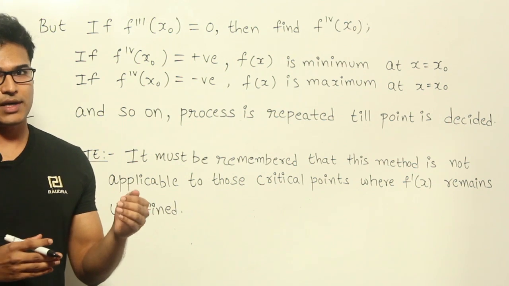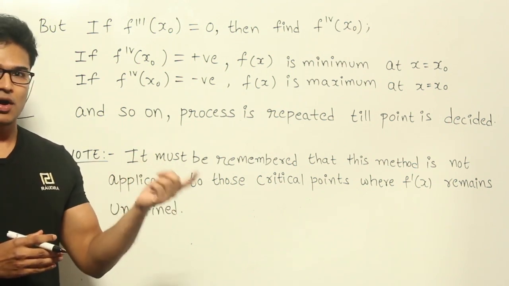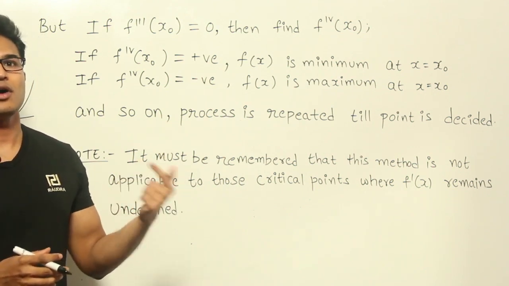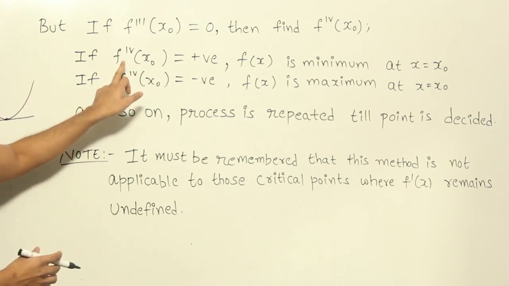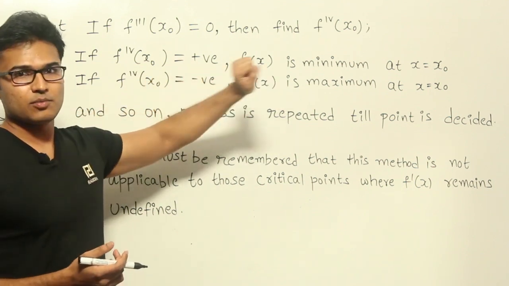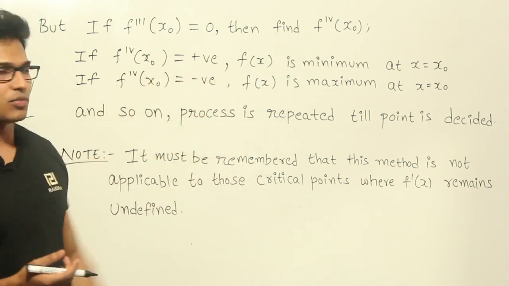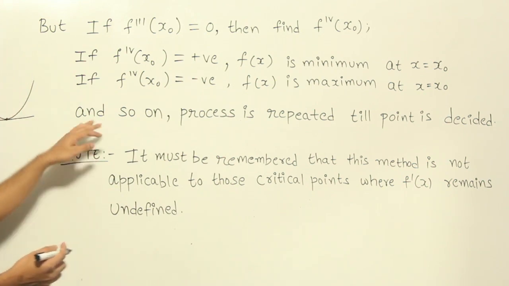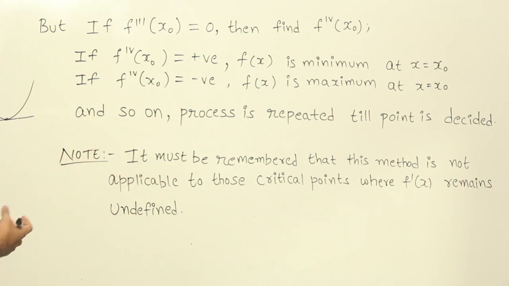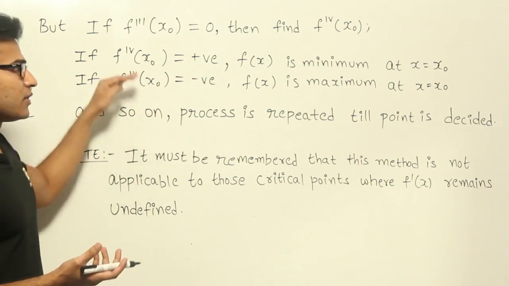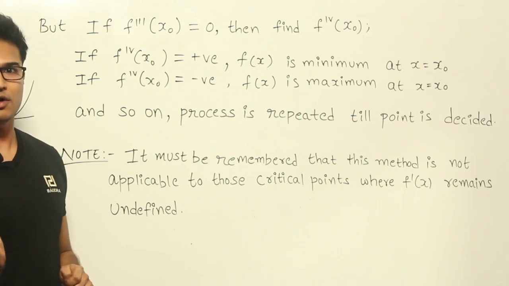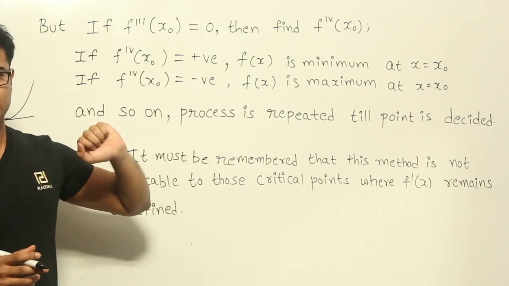So if a point has to be a minimum or maximum, then all the odd derivatives at that point should be equal to 0, and the even derivative should be either less than 0 or greater than 0. The fourth derivative is nothing but an even derivative, isn't it? If the fourth derivative is positive, the point has a minimum. If the fourth derivative is negative, the point has a maximum. Now you have to repeat this process until the point is decided, which means until you reach a derivative where an odd derivative is not equal to 0 or an even derivative is non-zero. Till that point you have to go on, right?